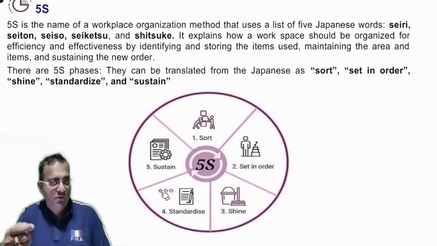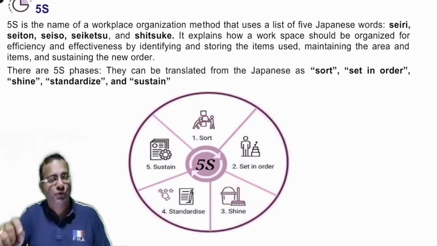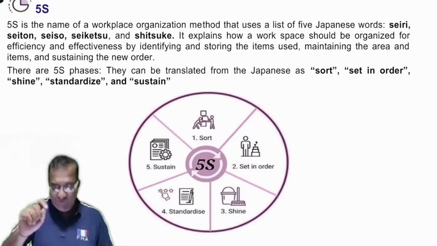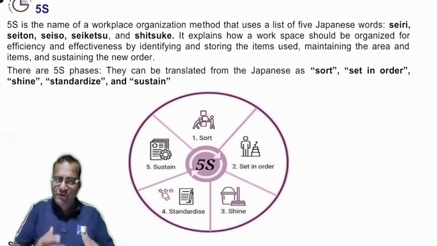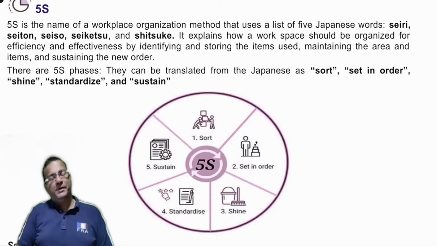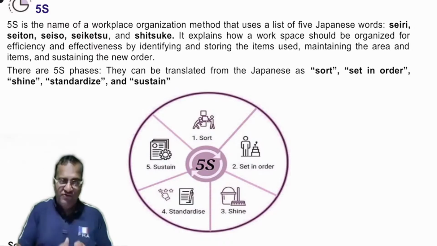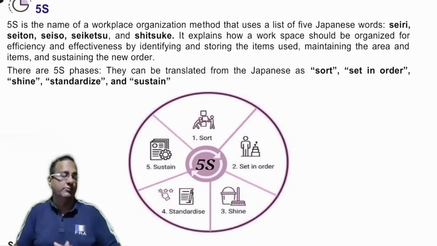Can you repeat with me, beta? What is the meaning of set in order? There should be a place for everything and everything should be in that particular place. This is the objective of set in order. Suppose there are 100 tools and equipment in that particular workplace. So what does set in order require? Are all necessary or all in regular use? You should have a place for every item.